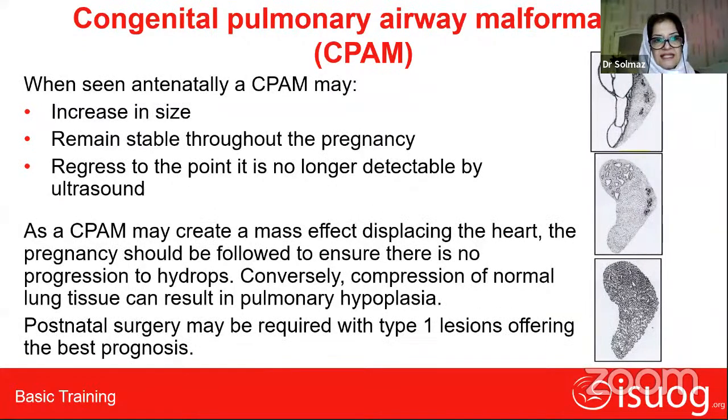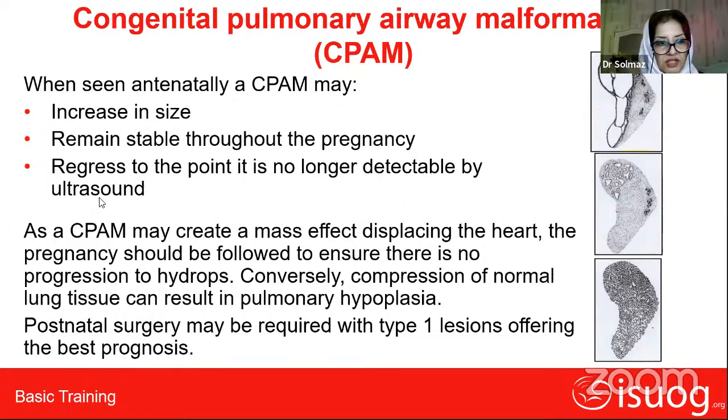When seen antenatally, CPAM has different courses of progression. It might increase its size. It might remain stable throughout the pregnancy, and it might regress to the point it is no longer detectable by ultrasound. And as a CPAM may create a mass defect displacing the heart, the pregnancy should be followed to ensure there is no progression to hydrops. Conversely, compression of normal lung tissue can result in pulmonary hypoplasia, and postnatal surgery may be required with type 1 lesions offering the best prognosis.